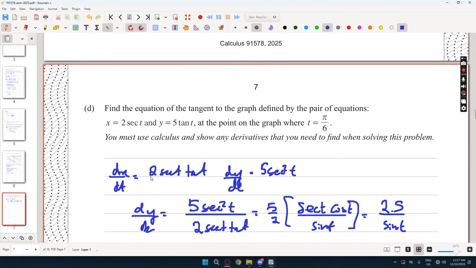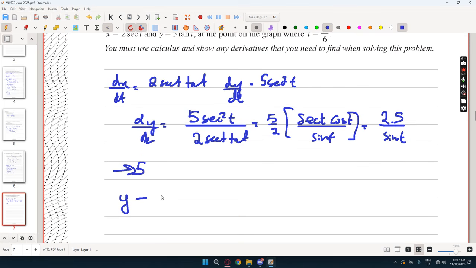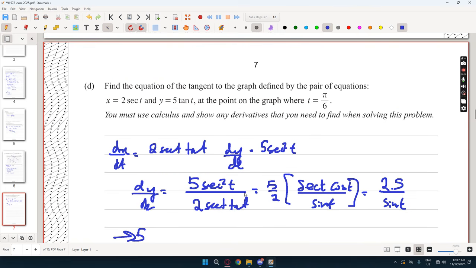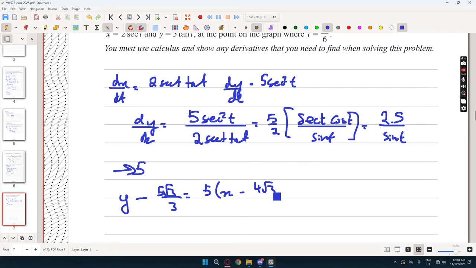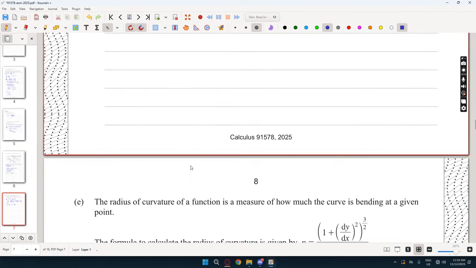So y minus y1, tan of pi on 6 is root 3 on 3, so 5 root 3 on 3 equals the gradient, which is 5, times x minus x1, which is 2 sec t, so 2 on cosine pi on 6, 4 root 3 on 3. There we go.